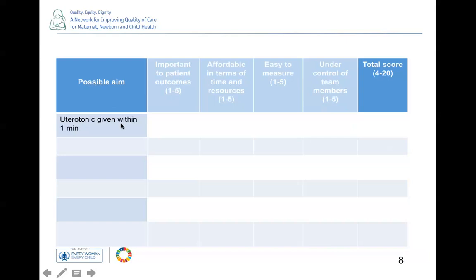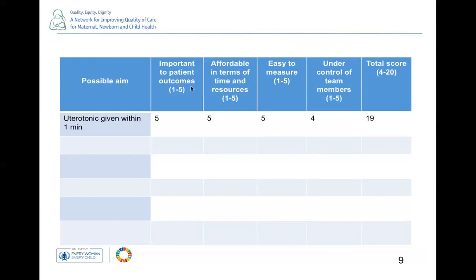Look at what is given by the team members. They give a score for importance to patient of 5, affordable in terms of time and resources 5, easy to measure 5, under control 4. So the total score out of 20 is 19 for use of uterotonic, which is given within 1 minute of birth. Look at another possible aim or problem, like management of postpartum hemorrhage.